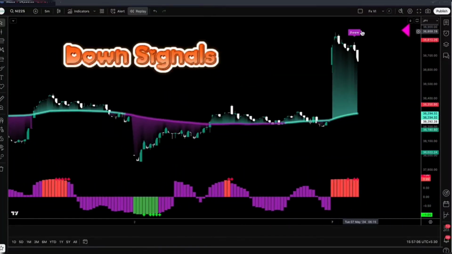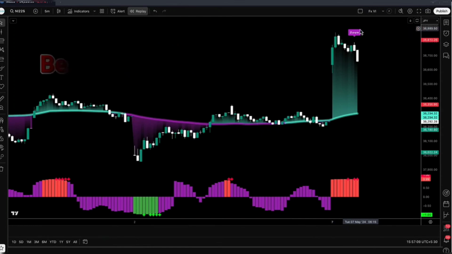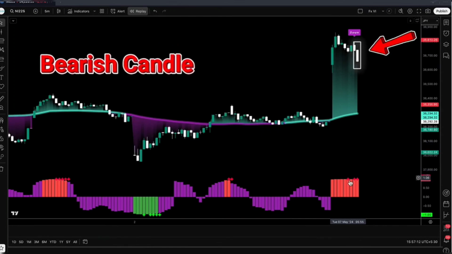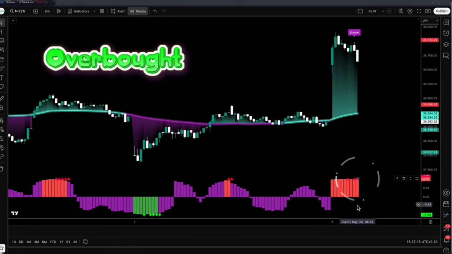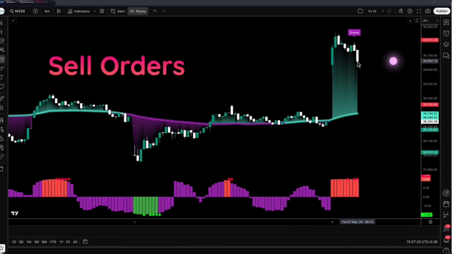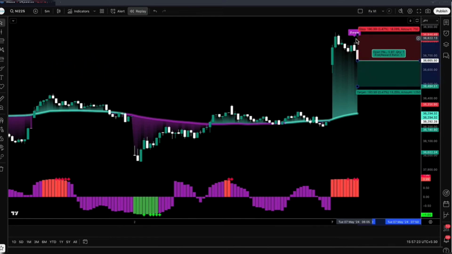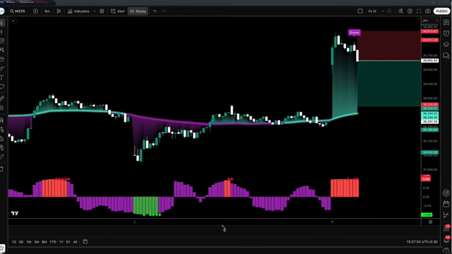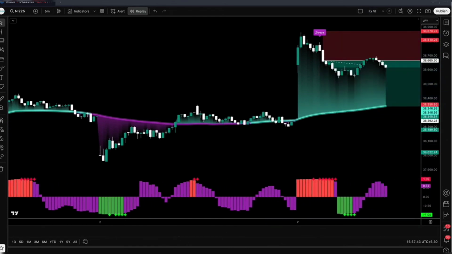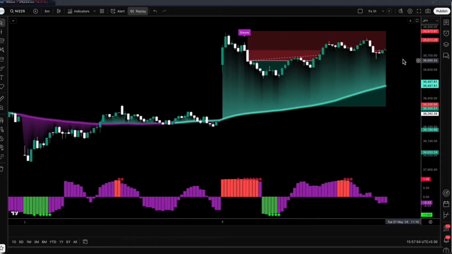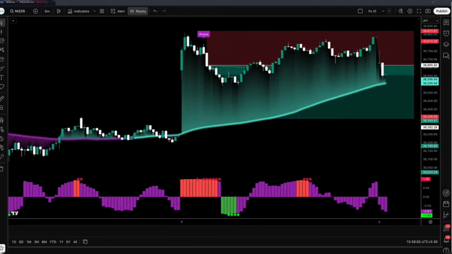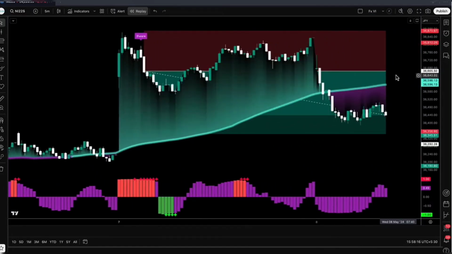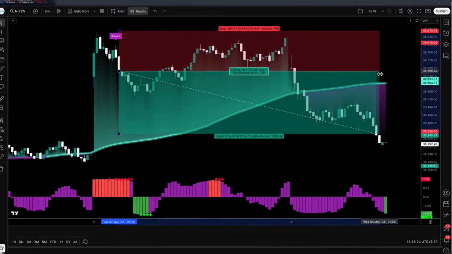The Z-score flow indicator has given us down signals. The market has made 2 bearish candles to give confirmation, and the histo bar of the trend correlation oscillator indicator is overbought. All these conditions are met, so we will place a sell order. Our stop loss will be placed at the current market's higher level, and the risk to reward ratio will be 1 to 1.5. The market has completely hit the target.